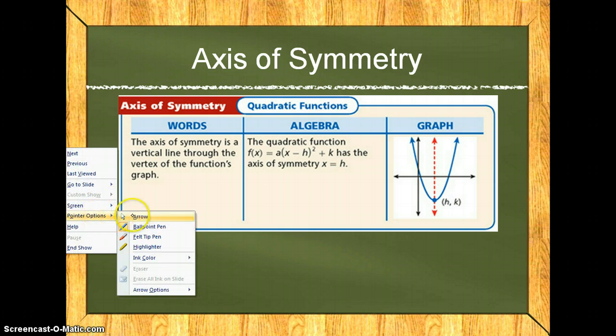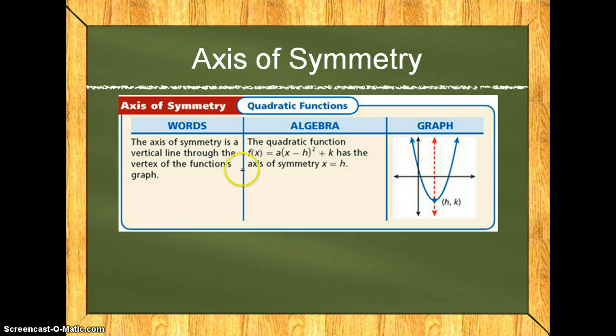Also, using information from a previous lesson, the function f of x is equal to ax squared plus bx plus c, which was standard form. The top one is vertex form. Standard form has an axis of symmetry at x is equal to negative b divided by 2a. For the graph, as you can see, this red line going through it would be the axis of symmetry, and it goes through the x value of h, which is where the h comes from.